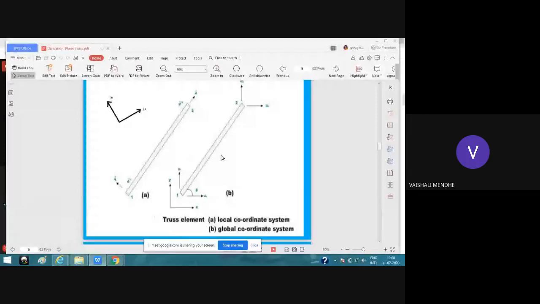Okay, so what you have to keep in mind here: local means member. Local means local axis or member axis. So local X will always be along the member. And global means this system along X and along Y. That will be your global coordinate system. And this theta you can see is the angle between the global X and the local X.